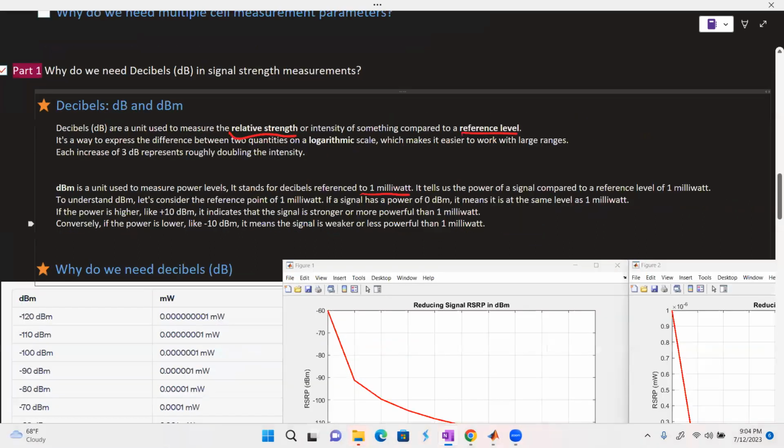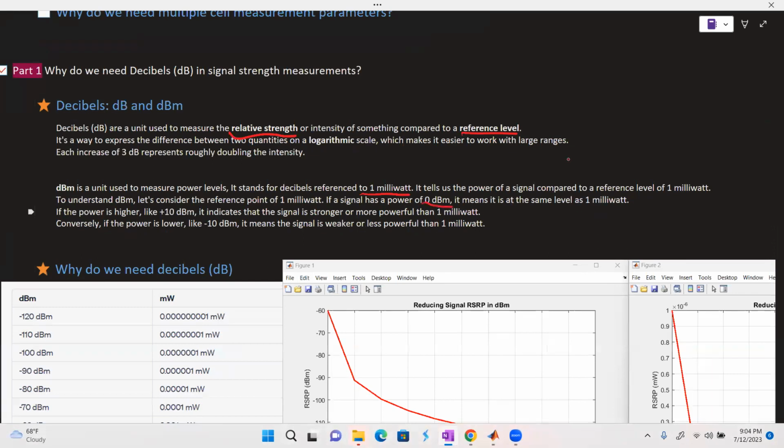To understand dBm, let's consider the reference point of 1 milliwatt. If a signal has a power of 0 dBm, it means it is at the same level as 1 milliwatt. That makes sense? So 0 dBm is 1 milliwatt. If the power is higher, say plus 10 dBm, it indicates that the signal is stronger or more powerful than 1 milliwatt. Similarly, a negative 10 dBm means the signal is weaker than 1 milliwatt. So 0 dBm is 1 milliwatt. This is the reference value. I hope that gives you some idea about dB and dBm.